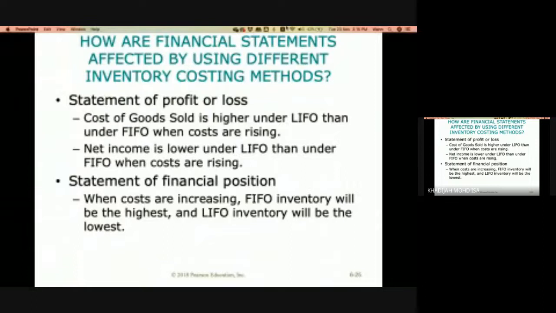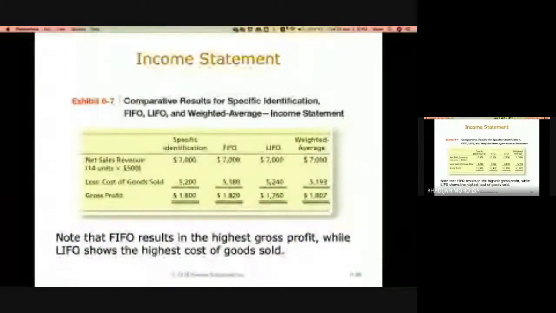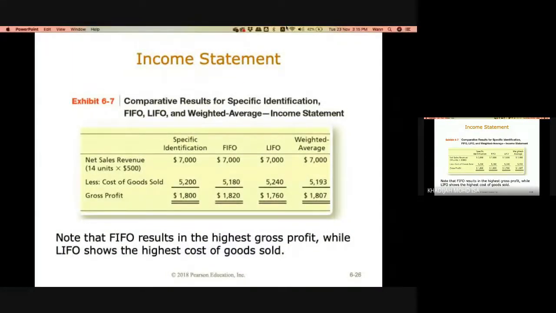In your income statement, your sales is the same under any method because it's assumed that your sales is 500 ringgit per unit. So the sales revenue is 7,000 across the board, whether you're using specific identification, FIFO, LIFO, or weighted average. But the cost of goods sold is different because it depends on the method.